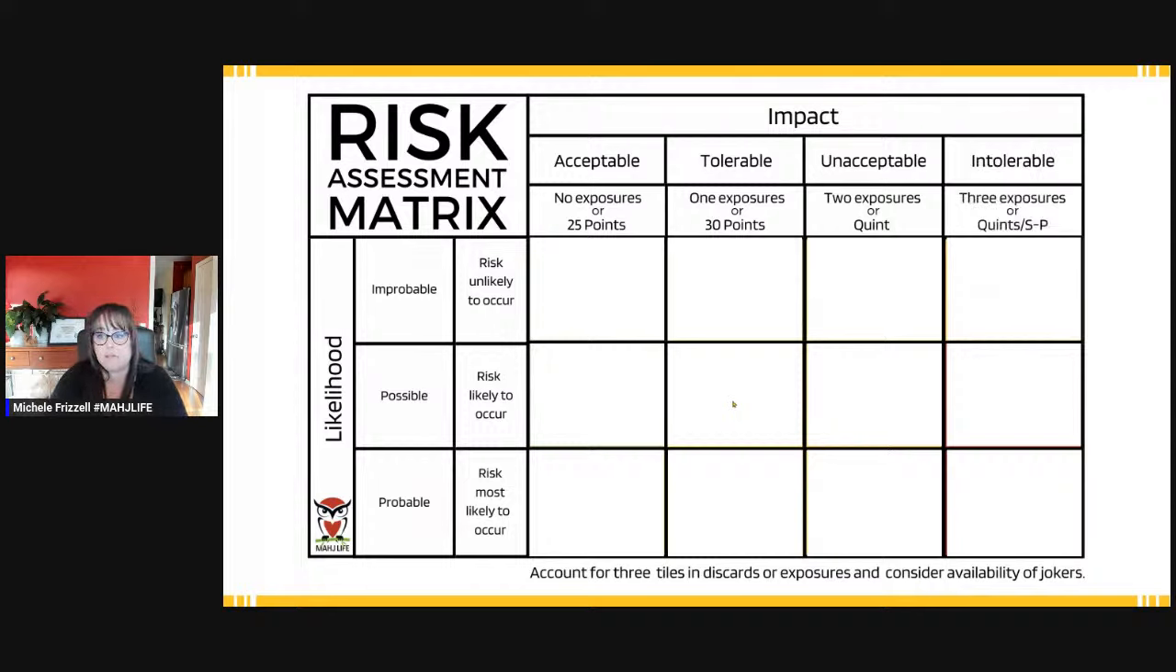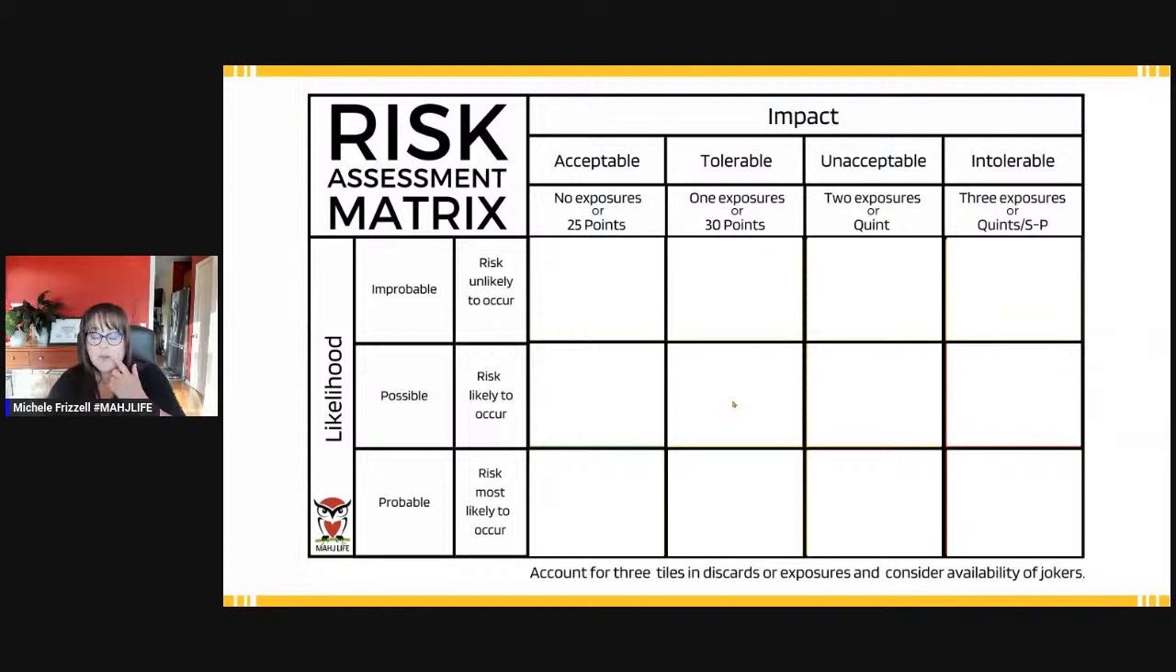And then we have the intolerable impact. This would be where someone has three exposures, where you know what hand they're playing for sure. With two exposures, sometimes there could be a couple of hands, but with three, they're playing one hand, and you should know what tile they need in order to win. If they're playing a quint, that's going to be an intolerable impact if you throw a risky tile.